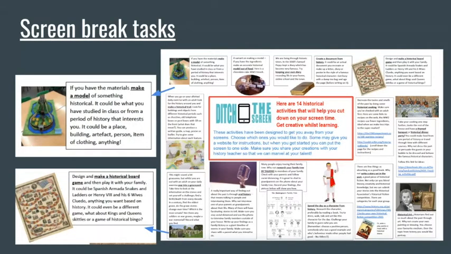The fourth one we have is screen break tasks. These are a really great way of encouraging children to just ditch the screen for a little bit and try and have a go at something that's a bit different. So for example, they could create a model of something historical. It doesn't necessarily have to be a Motte Castle, it could be anything that they find interesting. So a place, a building, an artifact, a person, an item of clothing. They could, for example, design a historical board game to play with their families. So these are all ways of pupils developing their cultural capital, especially through screen break tasks, which is really important at the moment.